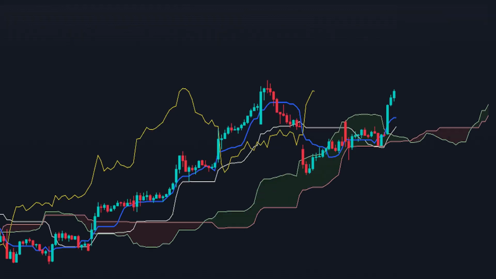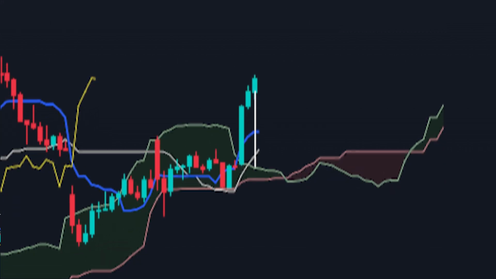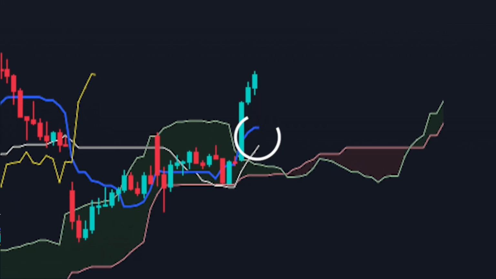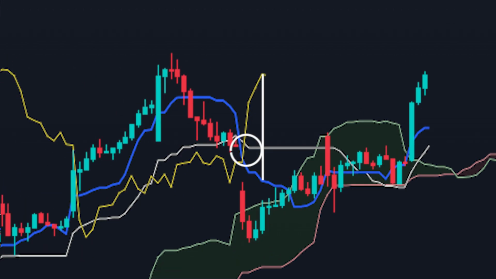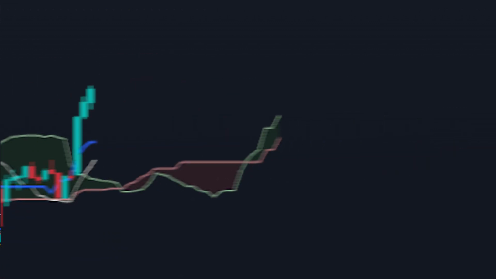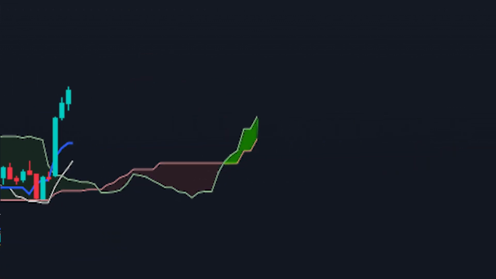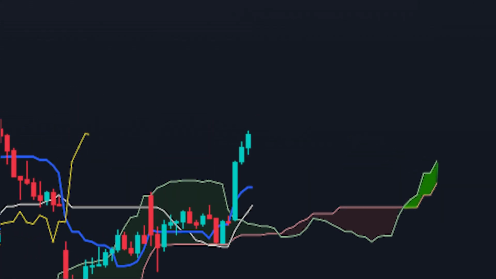You see here, the candles are above the cloud, and the conversion line is above the baseline. The lagging span line is now above the conversion line, and the far right Kumo Cloud is shaded green. Therefore, we can enter a trade here for a long position, and this would have been a successful trade.